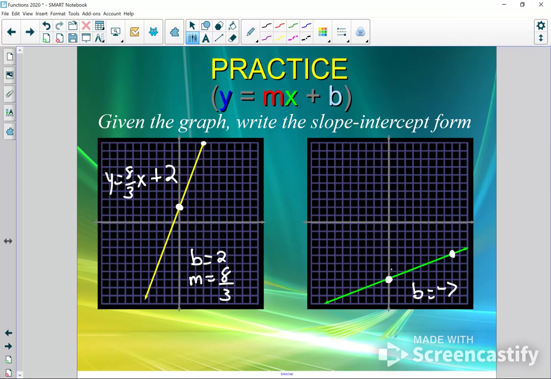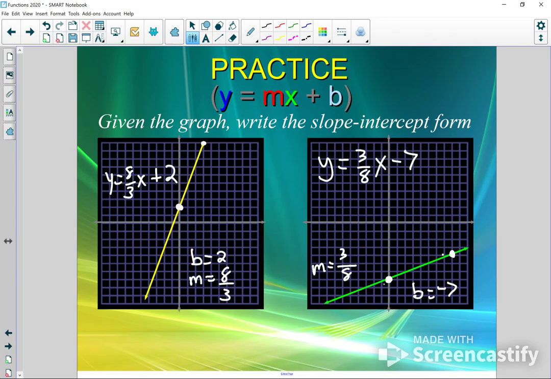That's up 1, up 2, up 3. So my m is up 3 over 1, 2, 3, 4, 5. Whoops, I lost count. Let's count again. 1, 2, 3, 4, 5, 6, 7, 8. This time over 8. So my equation is y equals 3/8 x minus 7.